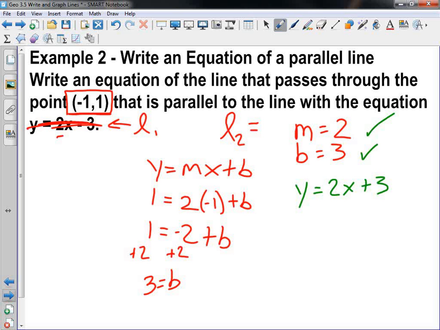Whenever you find your equation, it should always look similar to this, right? When I have a y and an x, we're not going to leave those as -1 and 1, right? We're going to change them back. Okay, does that make sense to everybody?